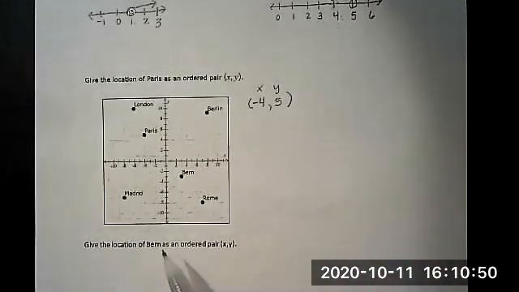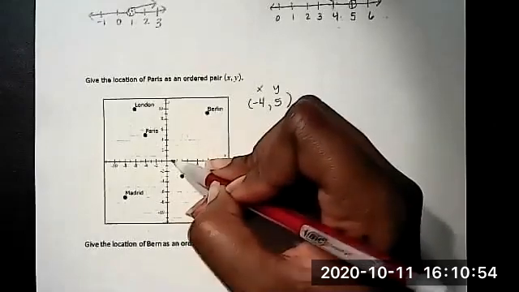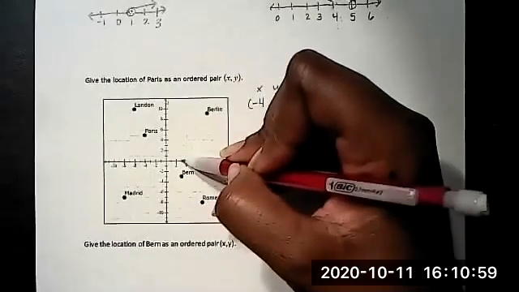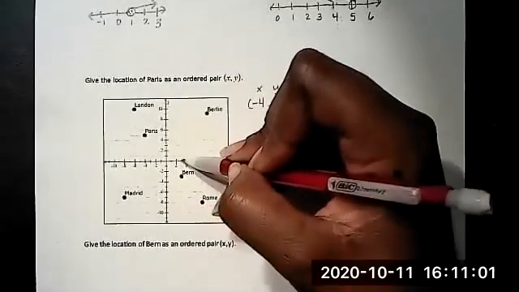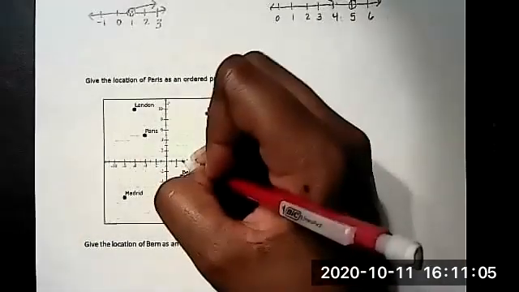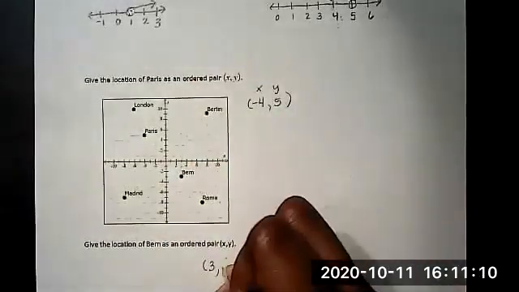So give the location of Bern as an ordered pair. Bern, it looks like I started here. I moved to the right 1, 2, 3, 3 actually. Sorry. 1, 2, 3. 4 is too far. 3 to the right. So that's going to be +3. And then I move down 1, 2, 3. Down 3, -3.